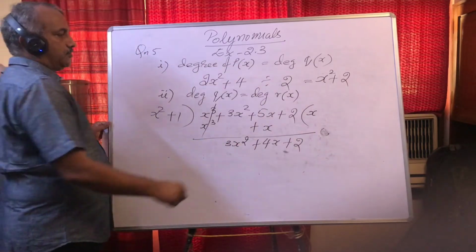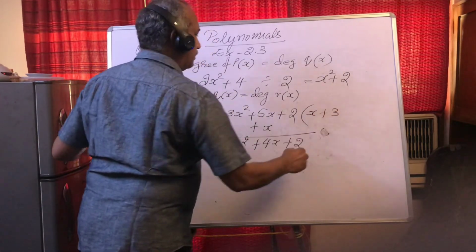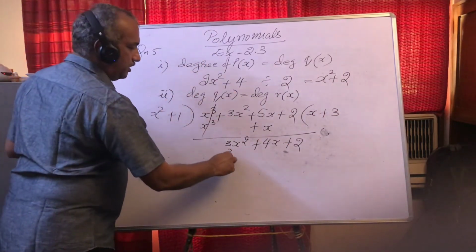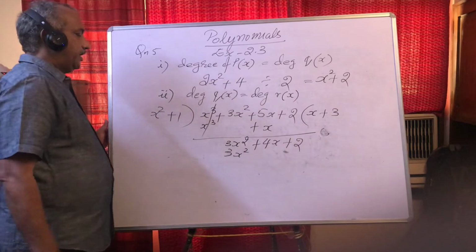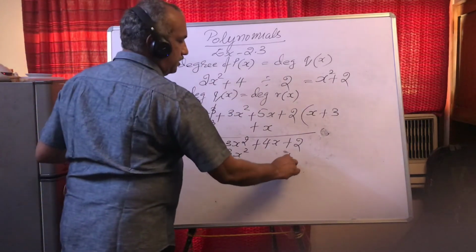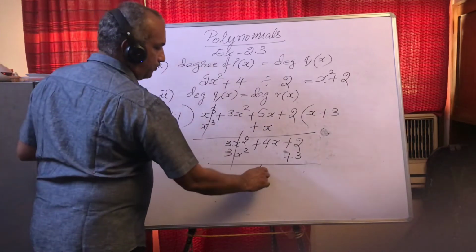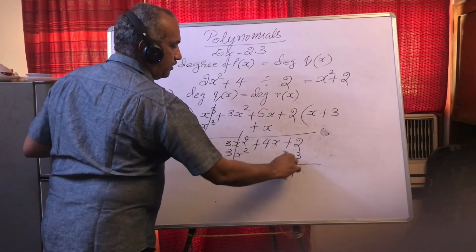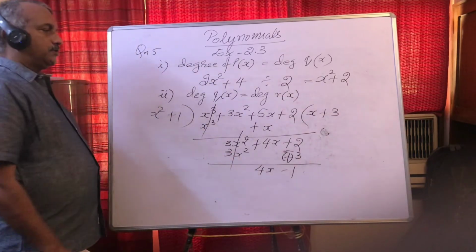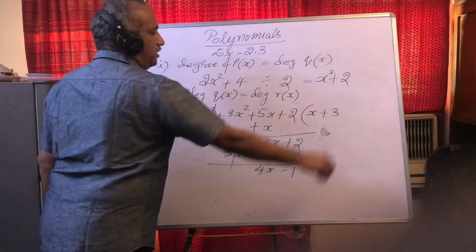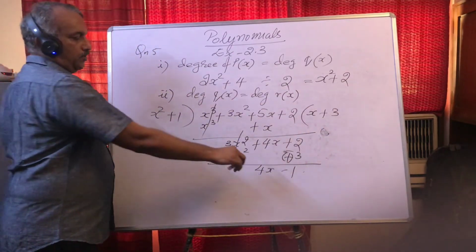3 into x square is 3x square, then 3 into 1 is plus 3. Change the sign and subtract. This is cancelled. We get 4x minus 1. So what is the quotient? x plus 3. What is the degree? 1. What is the remainder? 4x minus 1.